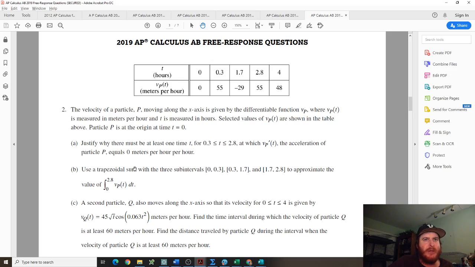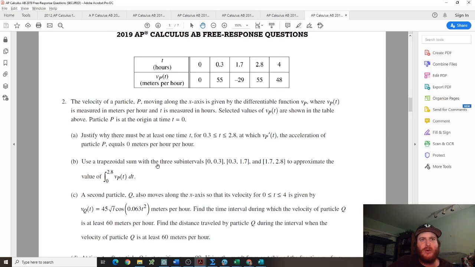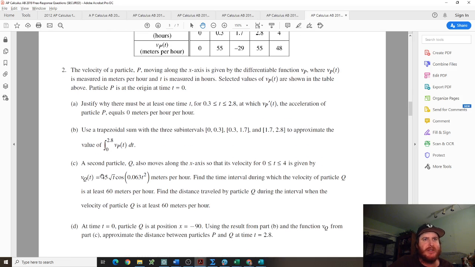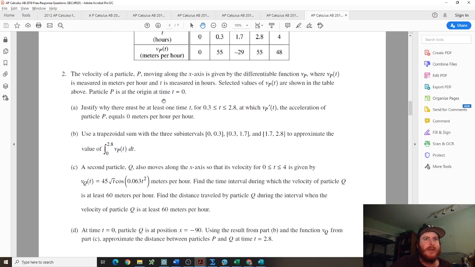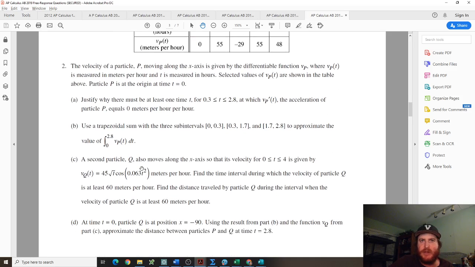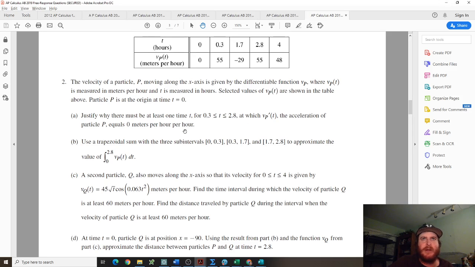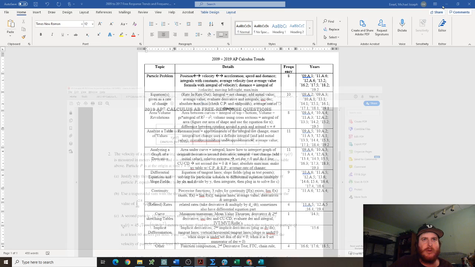Question B is almost always a sum, trapezoidal sum, or a Riemann sum. In question C, usually what they do on these is they give us a brand new equation and they ask us to kind of relate them. So we'll practice these, but this is very common. A and B go directly to the table, and then on C, they give you something new and they ask you to kind of relate the two. And so we'll go over those, but this is kind of the table question.